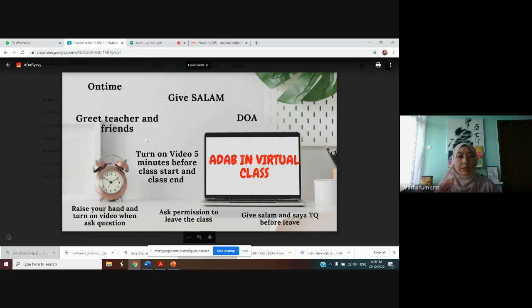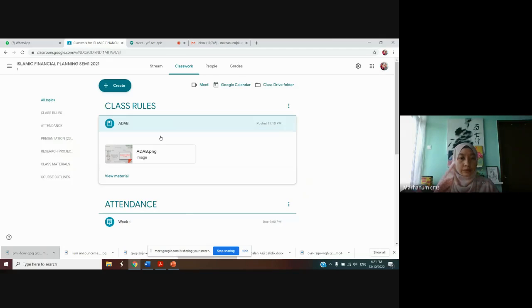Okay. So all of this is actually the objective is to seek blessing from Allah. Only that. Because we are in a learning process. I'm learning and you are also in the learning process. So we have to respect each other and we respect the knowledge itself. Because sometimes we discuss the Quranic verse and the hadith in the class. So that is why our behavior and our attitude must also be parallel to the Islamic ethics. Okay, that's all for the class rules.